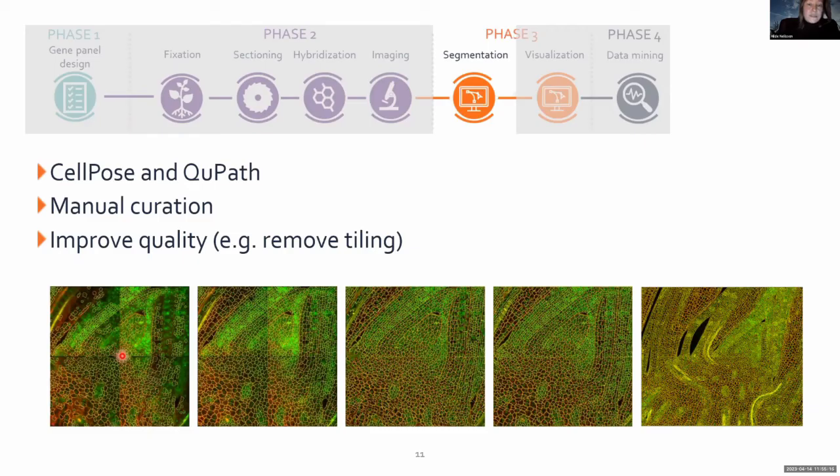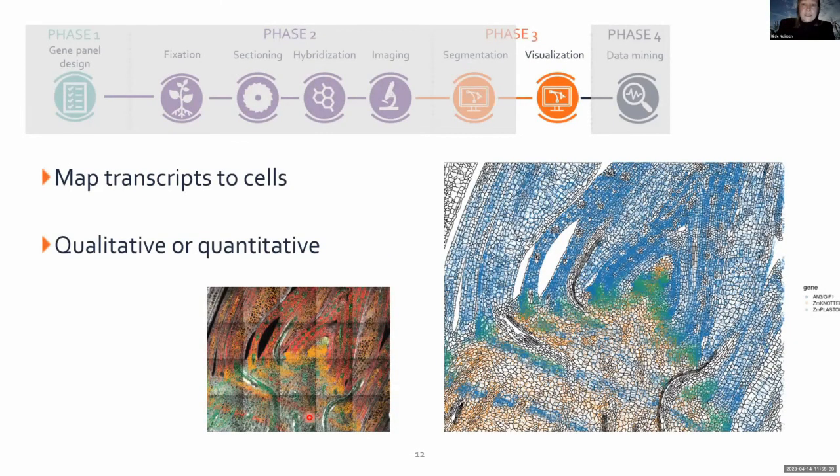I'm not going to go into detail because I realize this is already data processing, but it took us some time optimizing different programs that we have to use, and also quite a lot of manual curation. But in the end, we were able to segment all the cells, also the vascular cells, and we also got rid of the tiling effect. So that's what you can see here.